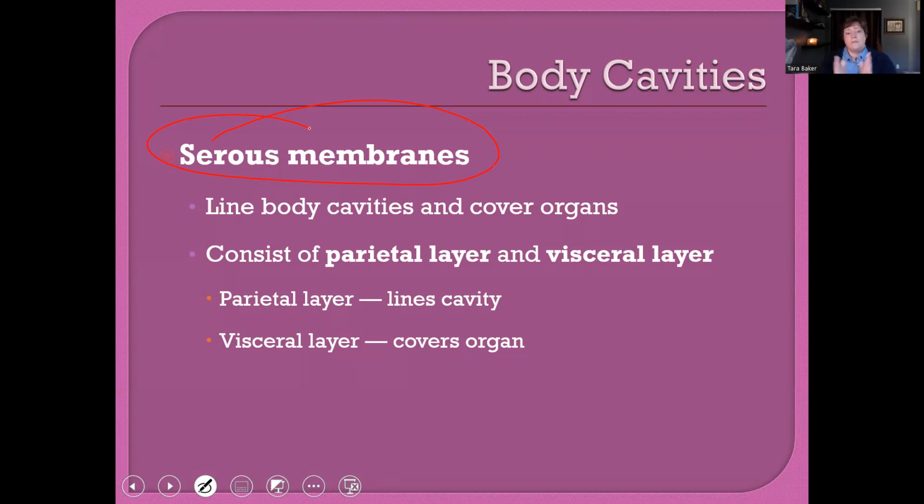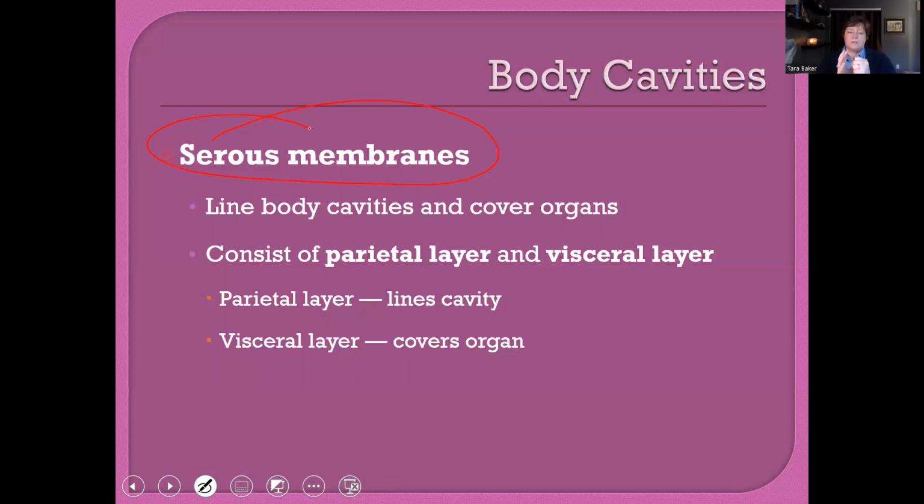The bag has a front side and a back side, and then it's filled with fluid on the inside. If you take your fist and wrap that bag filled with water around your fist, the part of the bag that's touching your fist is called the visceral layer. The outside of the bag that's not touching the organ, your fist, is called the parietal layer. And then the fluid inside is called the serous fluid.